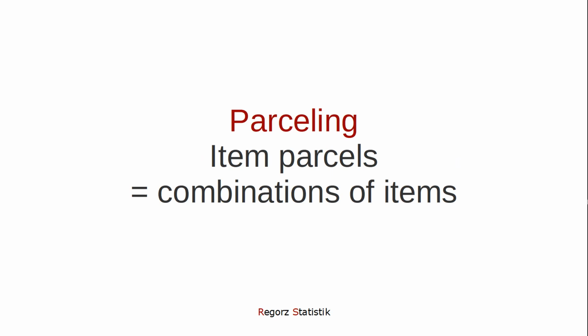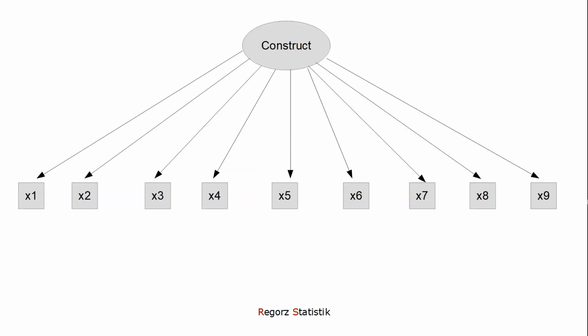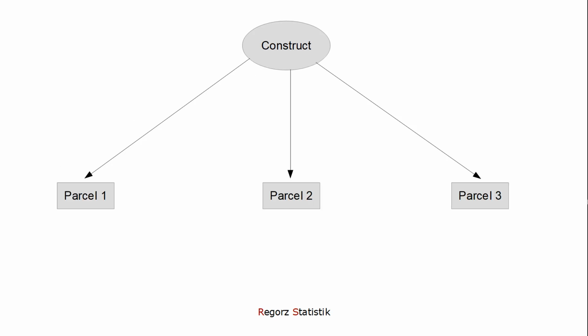What is item parceling? Item parcels are combinations of items. So in a way, they are mini-scales. You take two or more items, calculate the mean, and include this mean instead of the different items in your SEM or CFA model. So we have a construct with 9 items, and instead of including those 9 items in the measurement model for this construct, we combine those items into parcels. So here we would have 3 parcels with 3 items each.